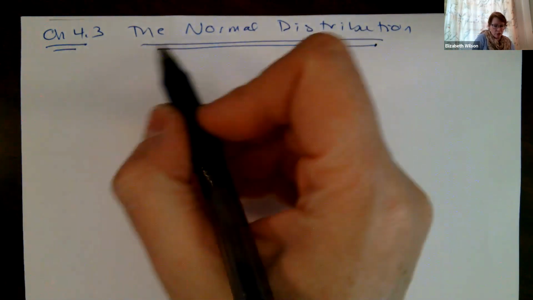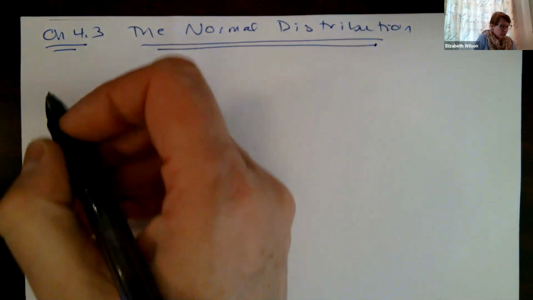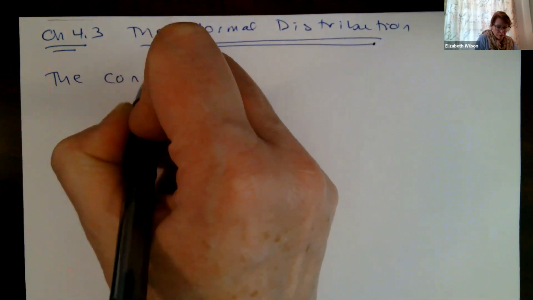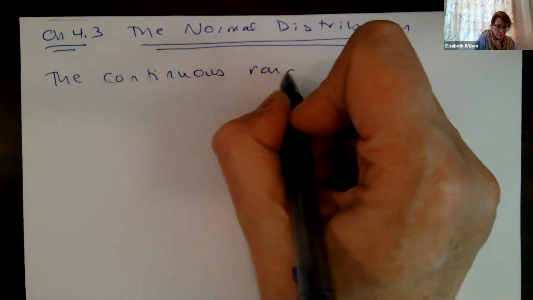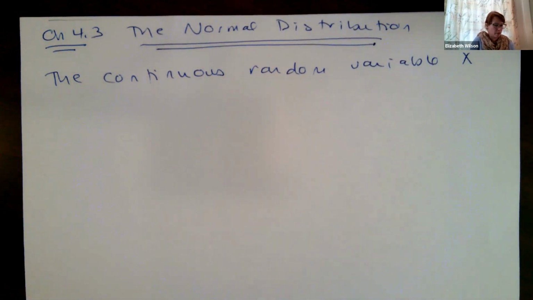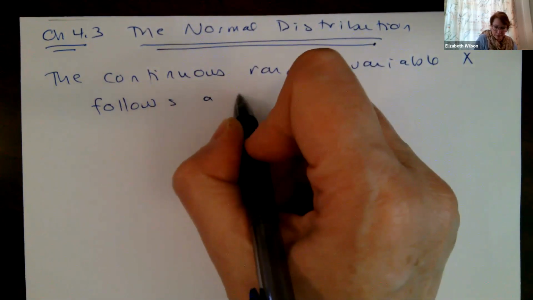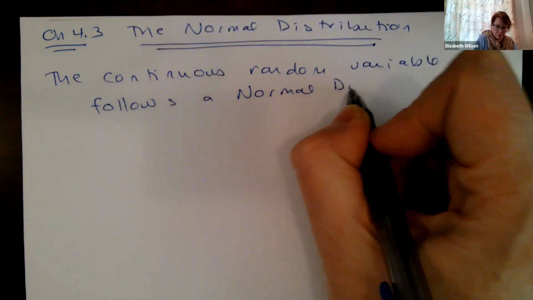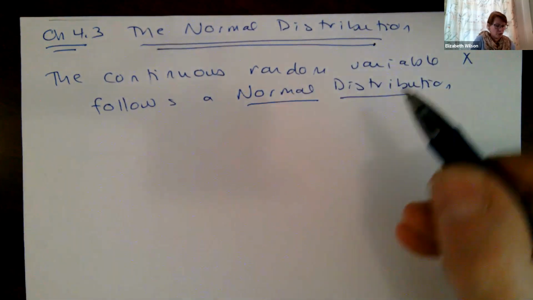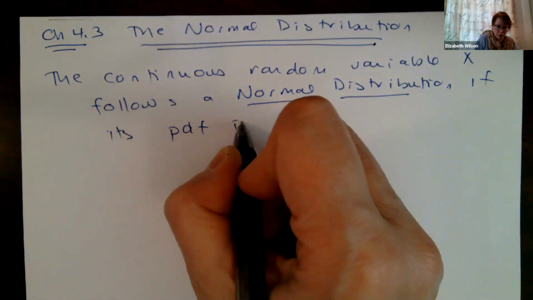Let me give you some data and then we'll start drawing some pictures so you can see what this thing looks like. So let's think of a continuous random variable, and we're going to call it X, just to confuse you. We're going to say it follows a normal distribution if its probability density function is as follows.